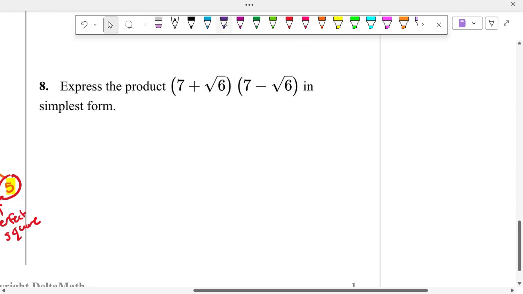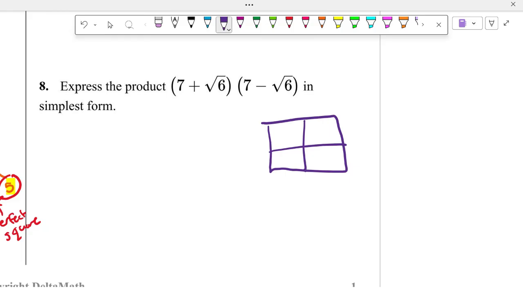All right, last one. Same thing, box method. But we had one like this yesterday. What do you think the outcome is going to look like? It's a difference of 2 squares. So our square root part's probably going to cancel out. 7 times 7. We got 7 square root 6, negative 7 square root 6. Square root 6 times negative square root 6. Not 6i. Negatives on the outside.